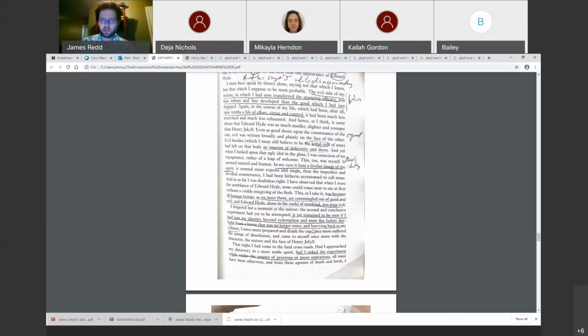And this is one of the most famous quotes out of the work, right here on page 55. He realizes why other people are so disgusted by Hyde. It's because all human beings are commingled out of good and evil, but Edward Hyde alone in the ranks of mankind was pure evil. So that's why people are so disgusted by him. It seems like the work argues that clearly we all have both of these aspects, but our ability to have a conscience, something that was given to us in the story of Genesis by God, to allow us to distinguish between good and evil. Those folks who don't have that are like pure evil.